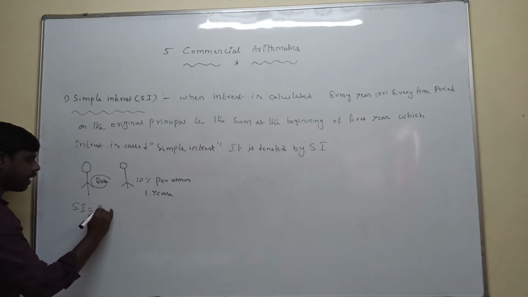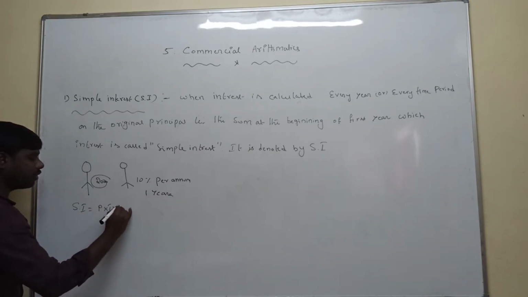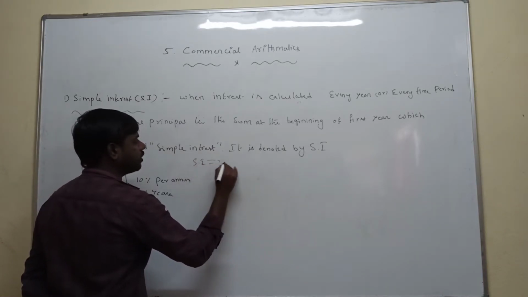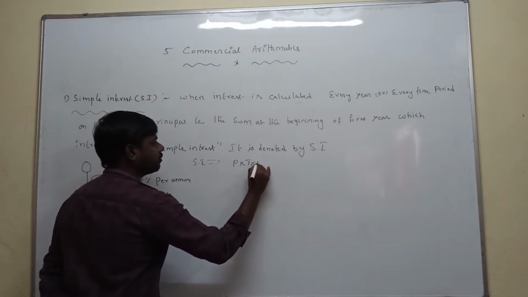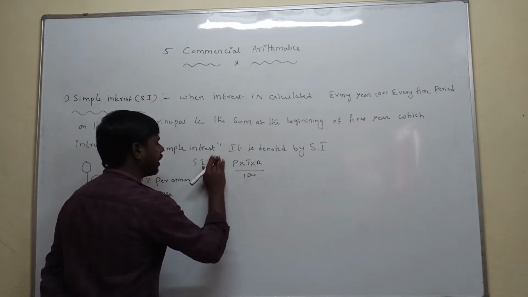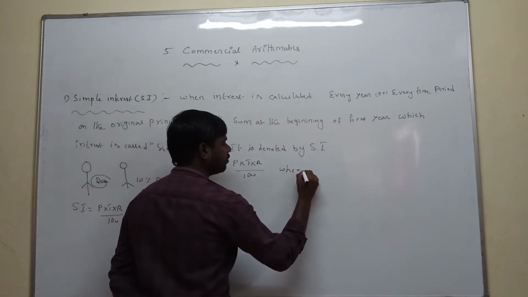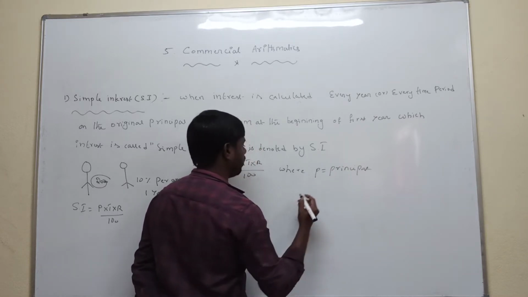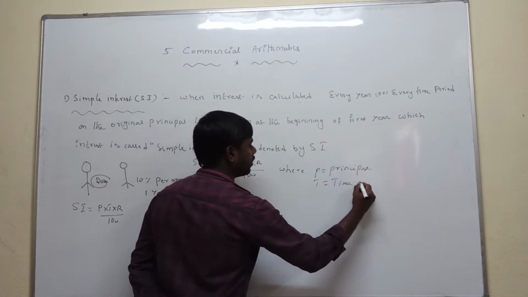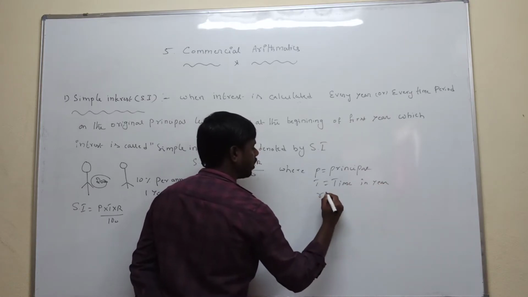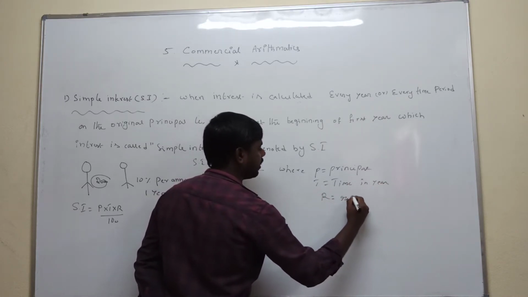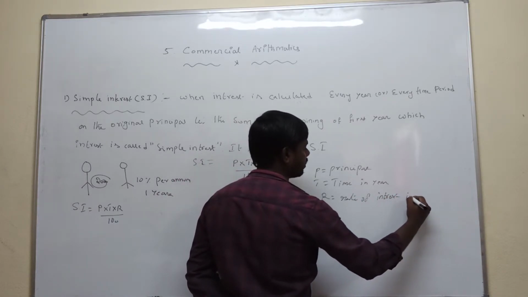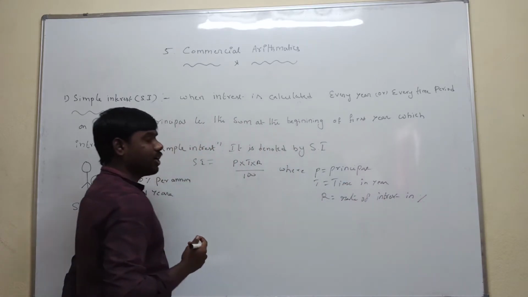What is the simple interest formula? PTR by 100. P is nothing but principal, capital T is equal to time in years, and small r or capital R is equal to rate of interest in percentage.